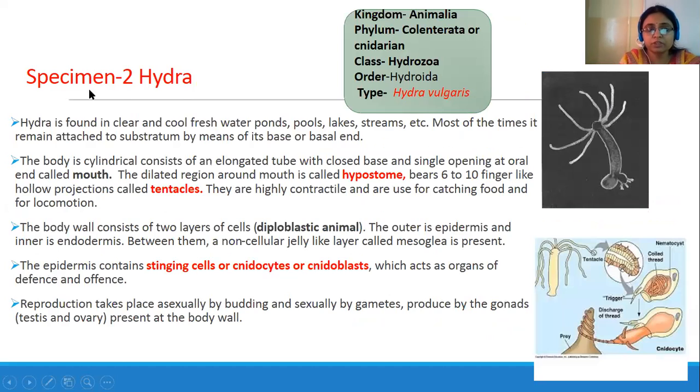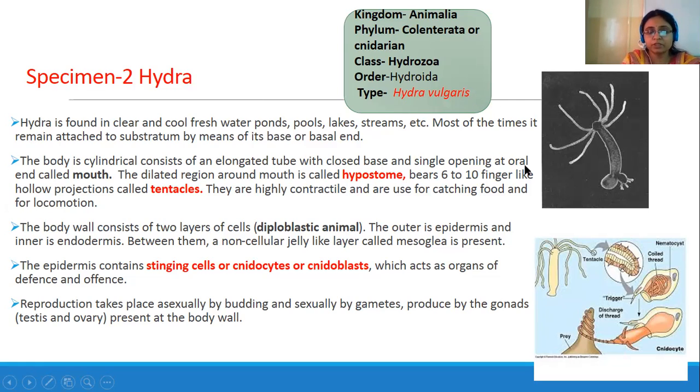Fine. So now the second specimen is a hydra. So this is the classification for this hydra. Kingdom is the Animalia, phylum is the Coelenterata or Cnidaria, and the class is the Hydrozoa, order is the Hydroida, and type is the Hydra vulgaris. Hydra vulgaris. Fine. So this is the scientific name for this hydra.